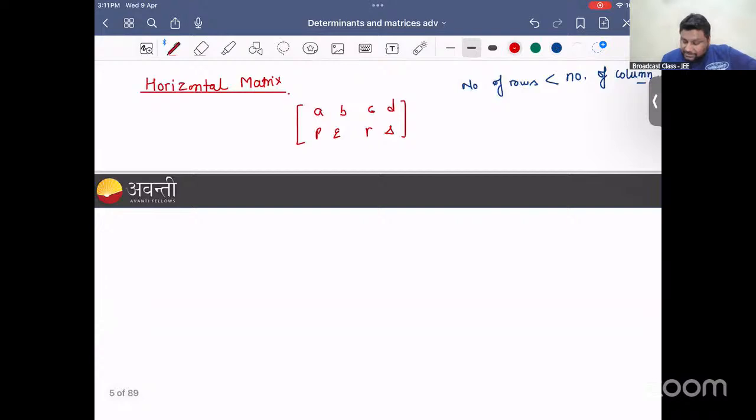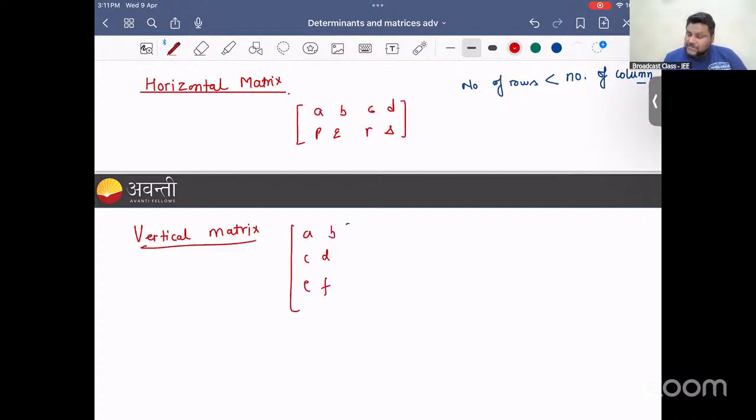Then there comes the vertical matrix. Like this kind of A, B, C, D, E, F. Now what is it? The number of rows is more than the number of columns.